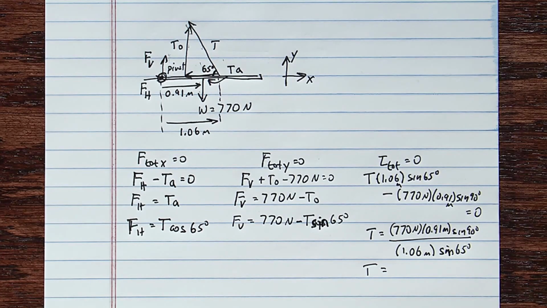divided by 1.06 times the sine of 65 degrees. And that gives us a tension of 729 newtons. So now we figured out our tension. 770 times 0.91 times the sine of 90 divided by 1.06 times the sine of 65 gives us 729 newtons.